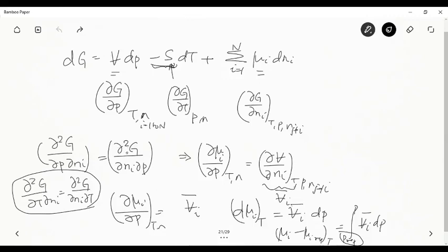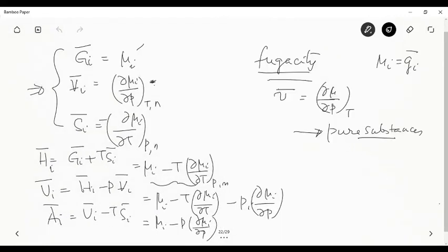and del by del n_i of del G by del P, and since del G by del P is V, we wrote it as del V by del n_i. So this actually is del V by del n_i at constant T, P, n, and that becomes the partial molar volume. So del mu by del P at constant T and constant composition is V_i bar. So this is the definition that we had derived. And then we took off from here to write for the pure substance that this V_i bar will be replaced by a small v, and that is the expression from where we took off for the definition of fugacity as we started.